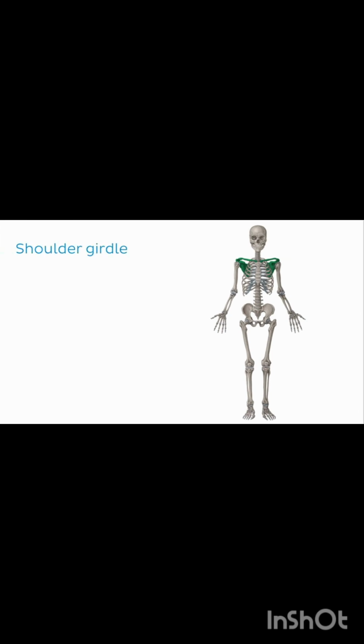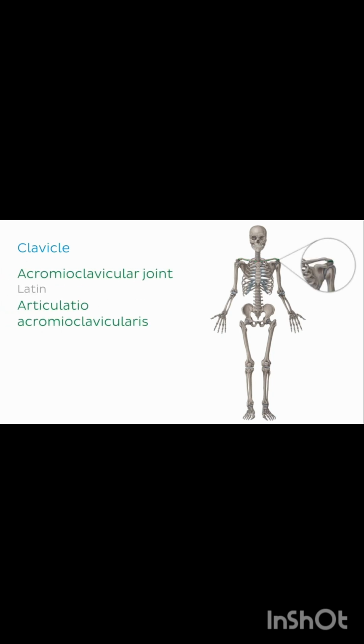The shoulder girdle is made up of 2 bones, the clavicle and the scapula. Let's go on to look at these bones in a little more detail. So as I just said, the clavicle is one of the bones of the shoulder girdle. This long bone articulates with the acromion of the scapula, forming the acromioclavicular joint, which you can now see highlighted in green. The acromioclavicular joint is also known simply as the AC joint.